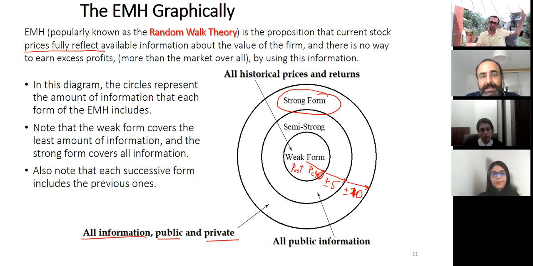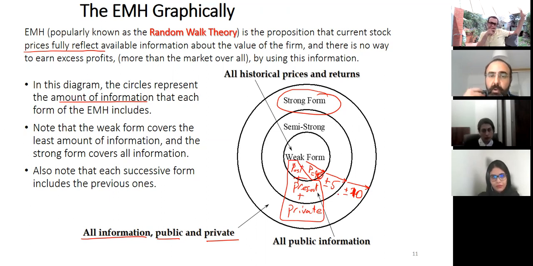So the diagram circles represent the amount of information. So past plus present plus private. If I have all three incorporated in the price, then there is no way that I can beat the market by finding the pattern. So if it's a strong form of the market, then the pattern that I see already incorporates all information. And if a new piece of information comes out, it has already impacted and affected the price.